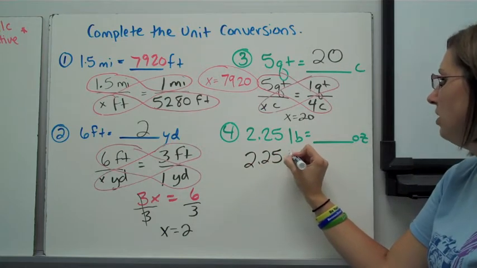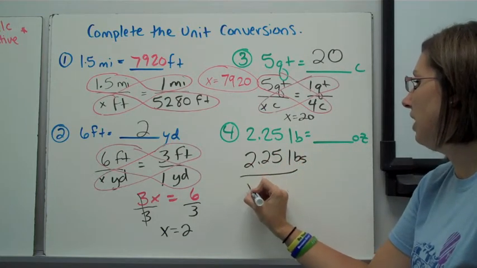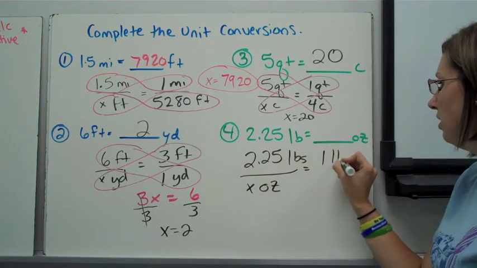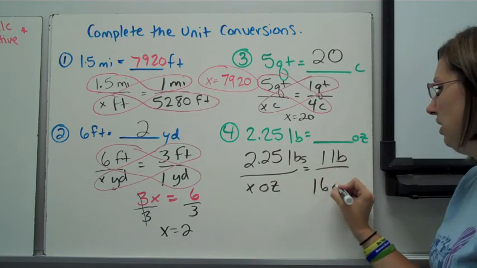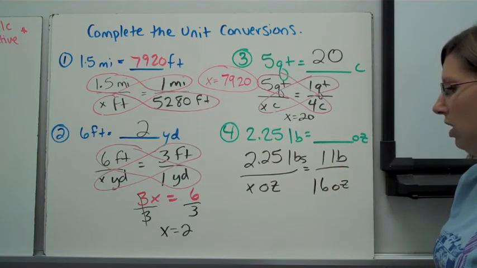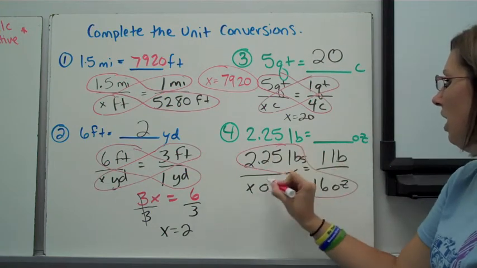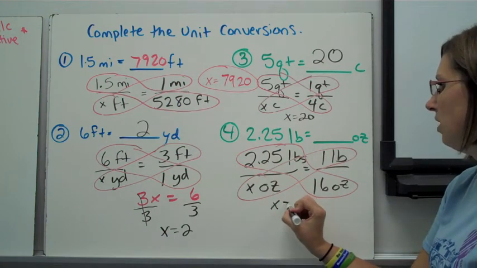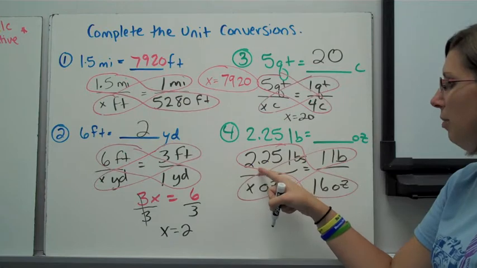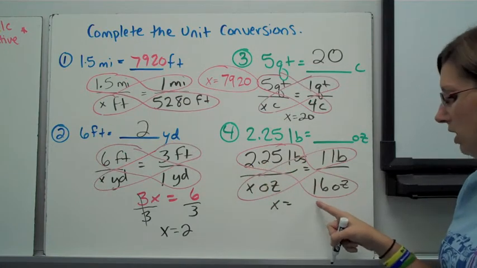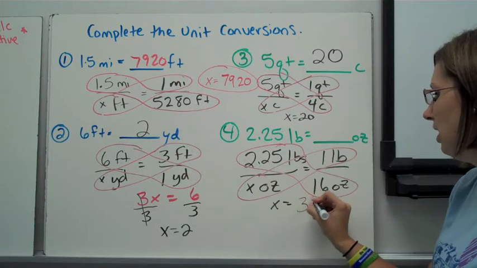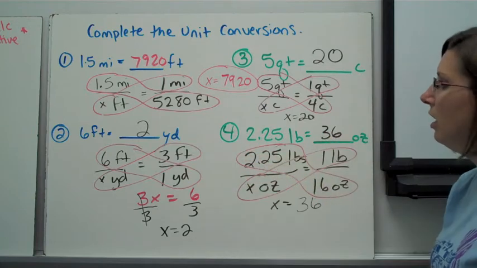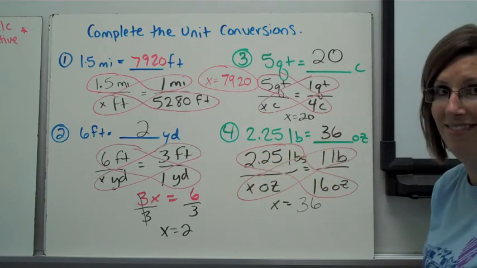2.25 pounds equals x ounces. That's what I want to figure out. And I know that 1 pound is equal to 16 ounces. Okay, I'm going to cross multiply. And I'm multiplying my x times 1, I get 1x. And then in my calculator, I would punch 2.25 times 16, and I would get 36. So 36 ounces is the equivalent to 2.25 pounds.